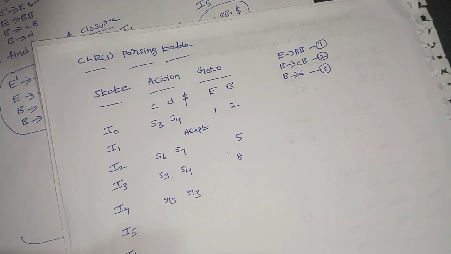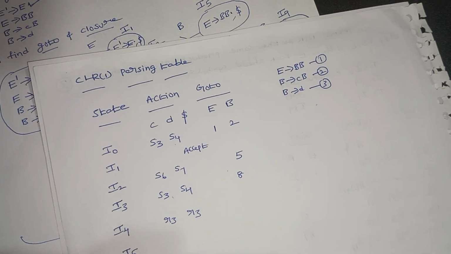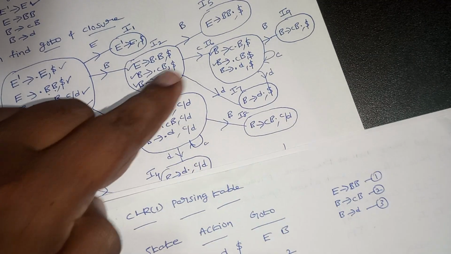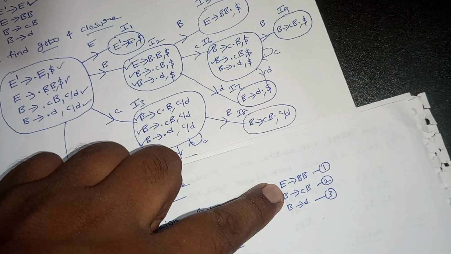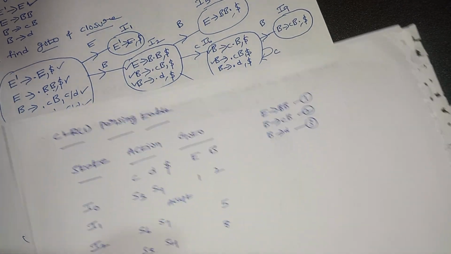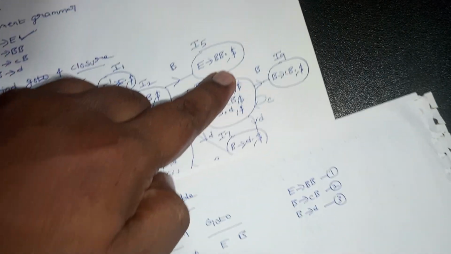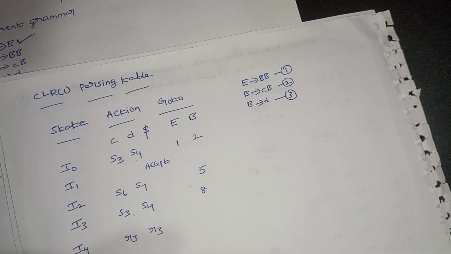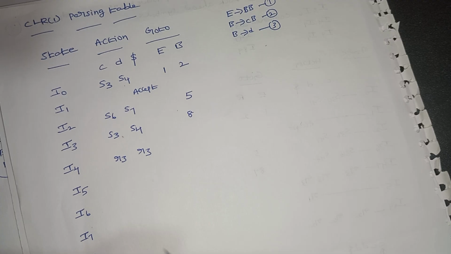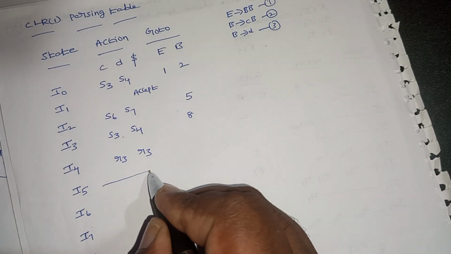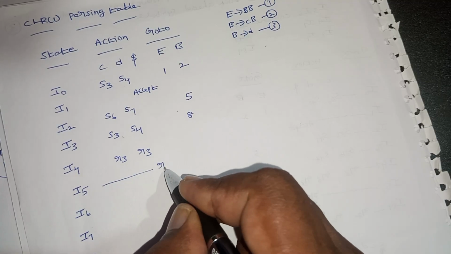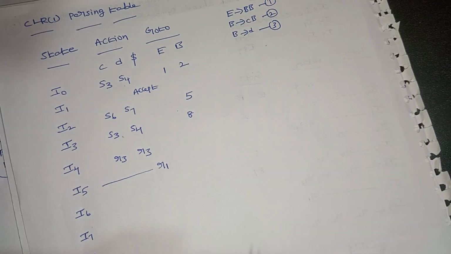Next, what about I5? I5 is R1. Where do I have to write R1? What is the lookahead symbol? It is dollar. You write R1 for I5 like this, under dollar.